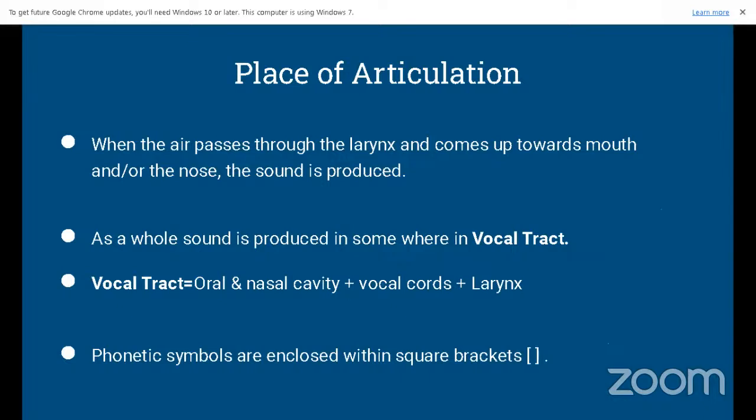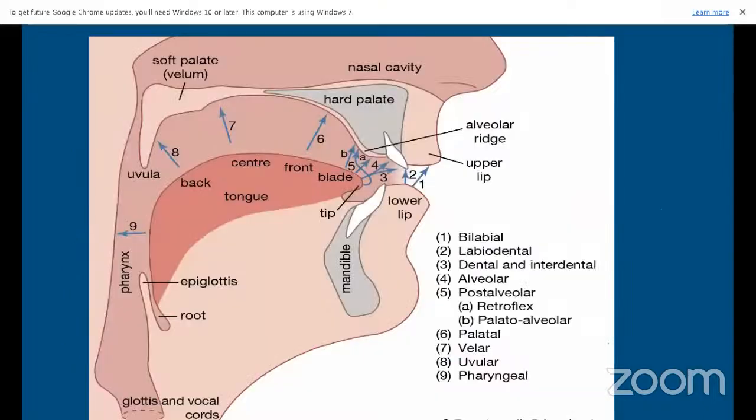Now, phonetic symbols are enclosed within square brackets. Okay, this is something different. It's not square brackets, ma'am. Slanted. Exactly, yes. Slanted, or at times two slanted. It is given between two slanted lines.